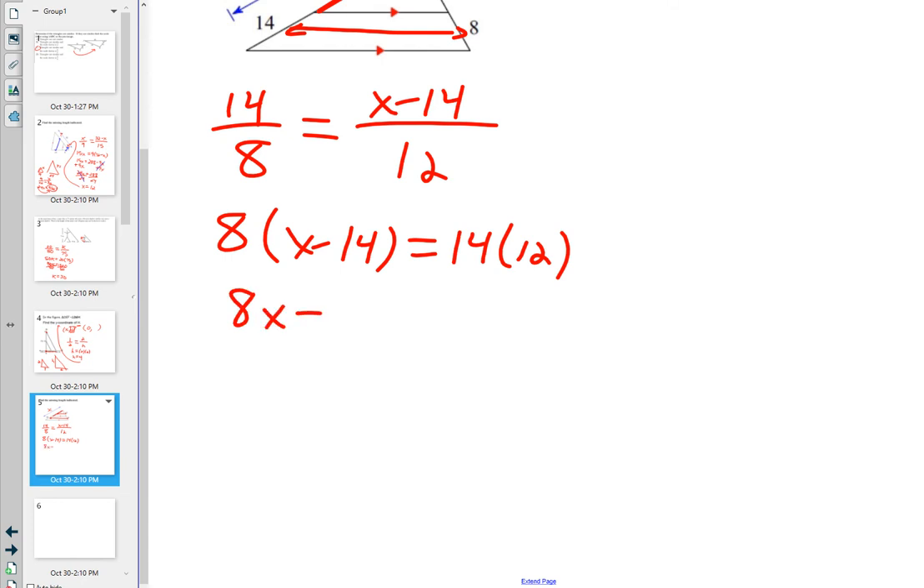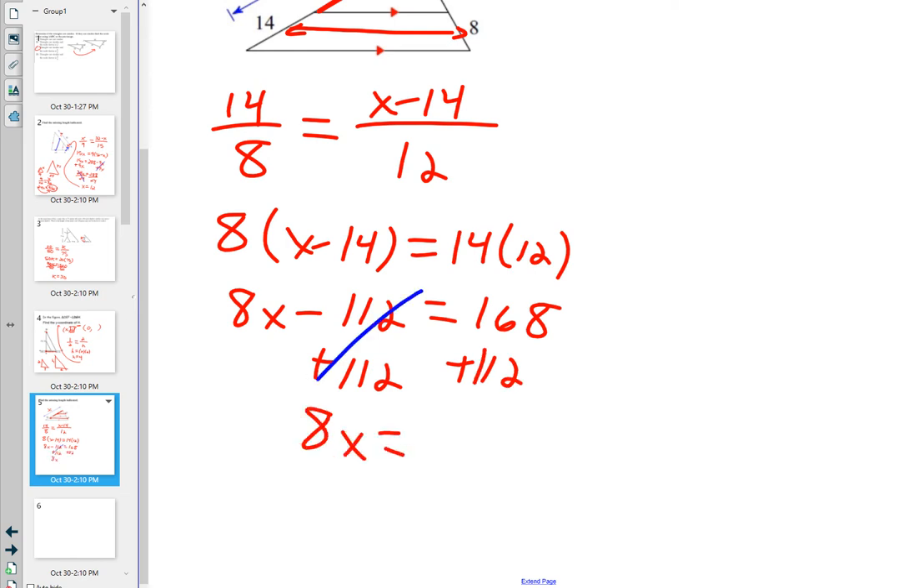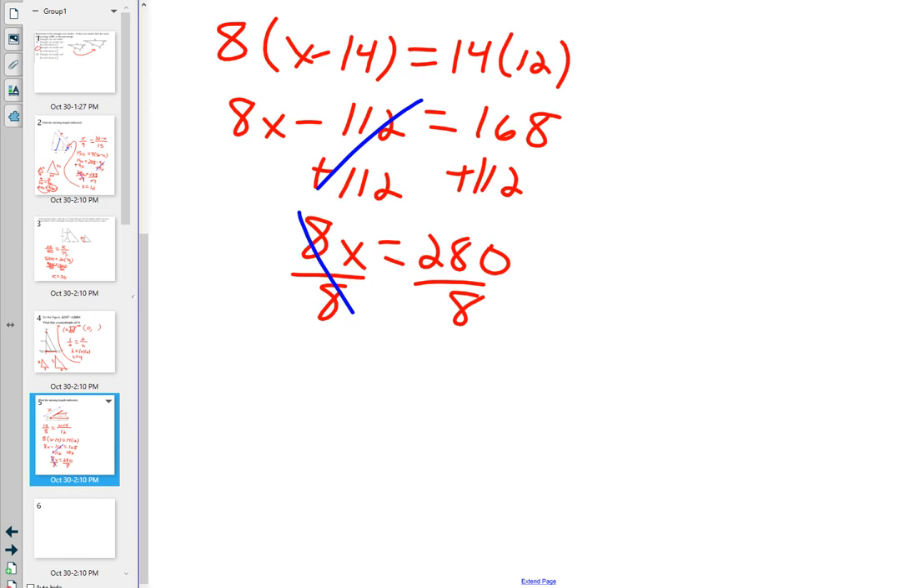Cross multiply, so 8 times x minus 14 is equal to 14 times 12. 8x minus 112. 140 and 20, 168. Yep. So plus 112, plus 112. 8x is equal to 280. Is that divide even? Again, 35. 35. Yahtzee.